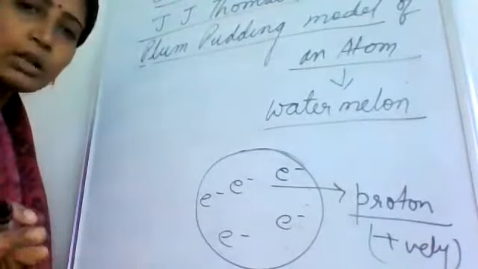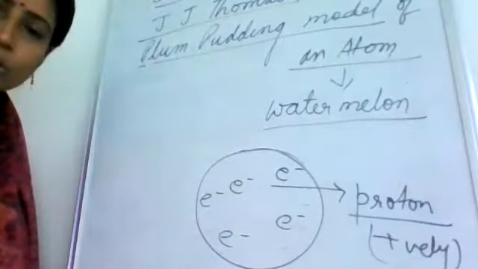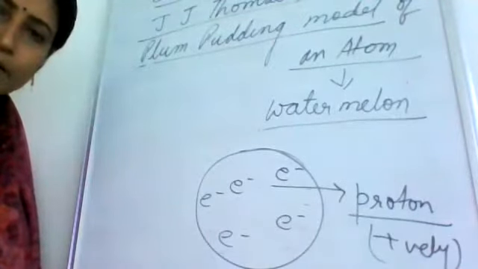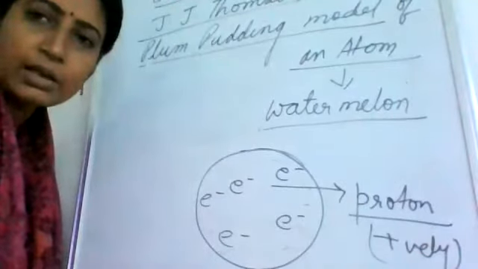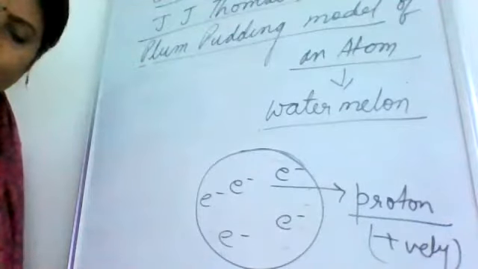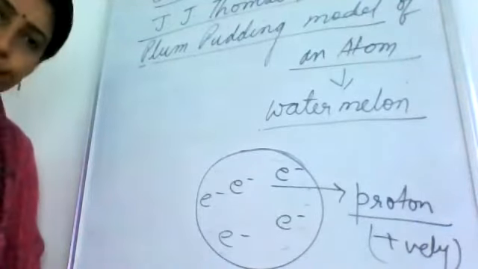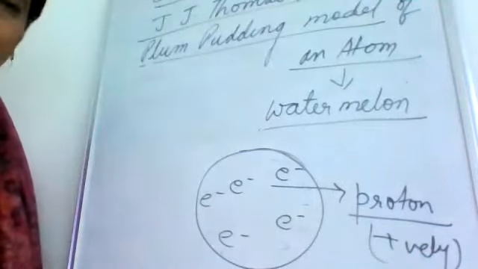All of you are having a book with you. Everyone has a book? Yes, ma'am. If you don't have it, quickly get it and sit with your book, and open Thomson's model of an atom. Have all of you opened it?